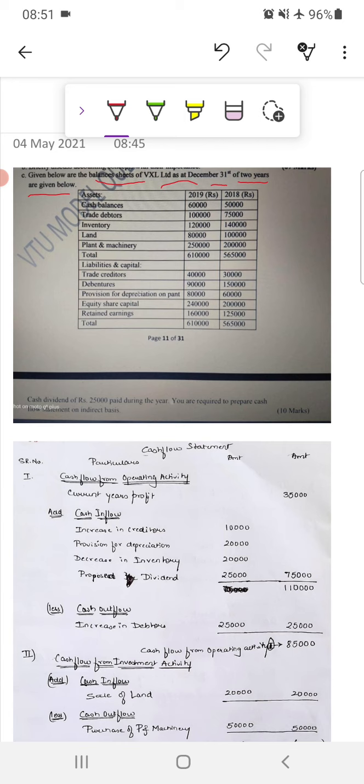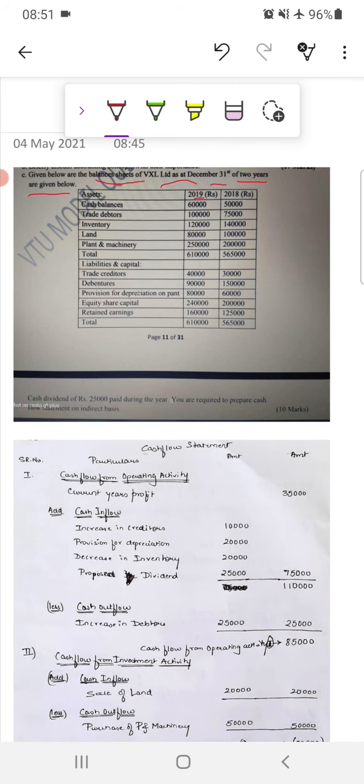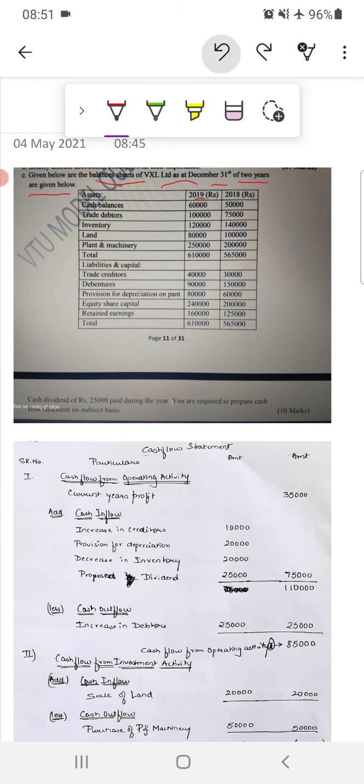So first thing that you need to understand here is, in the previous problem, the preceding year was given first and then the succeeding year was given. But in this particular problem, it's the reverse. First, the succeeding year, that is the next year, is given and the previous year is given after that. So you have to be very careful when you are solving such problems. So see where the years are given. First is 2019 and then 2018.